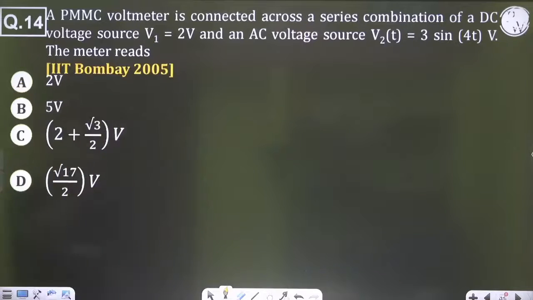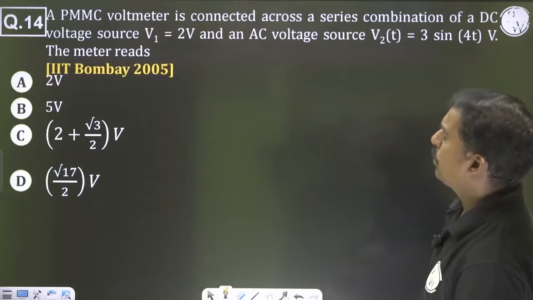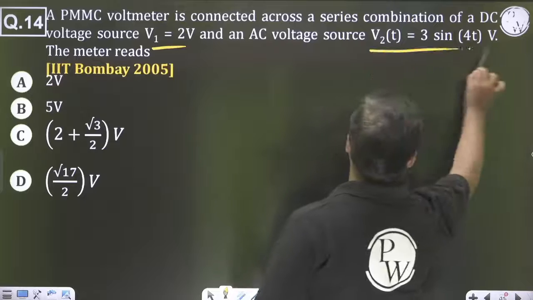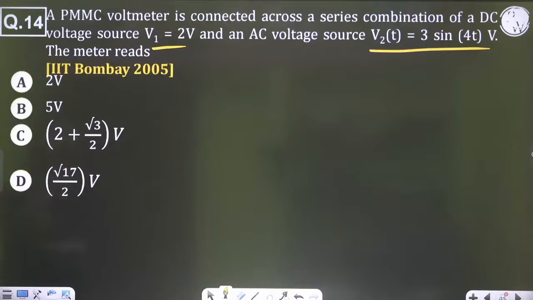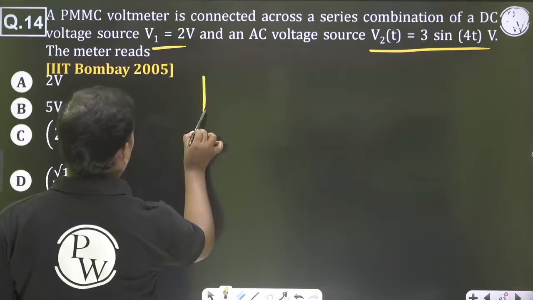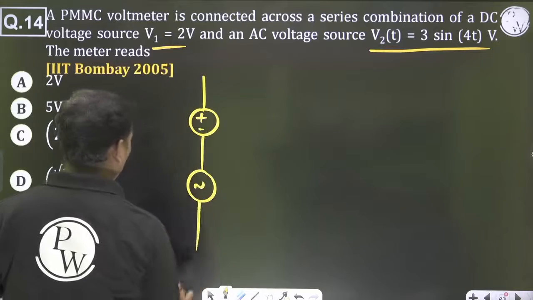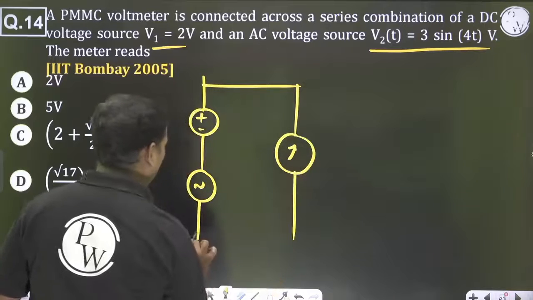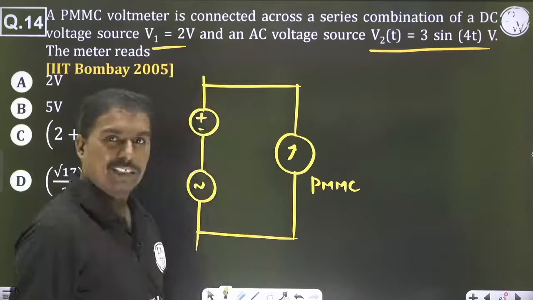Yeah. Let us move to question number 14. A PMMC voltmeter is connected across a series combination of DC voltage source V1 equal to 2 volts and AC voltage source 3 sin 40t volts. As you know, PMMC measures the DC. Simple question. If you want, you can draw the diagram. There is a DC voltage and an AC voltage, and across this, our PMMC is connected.